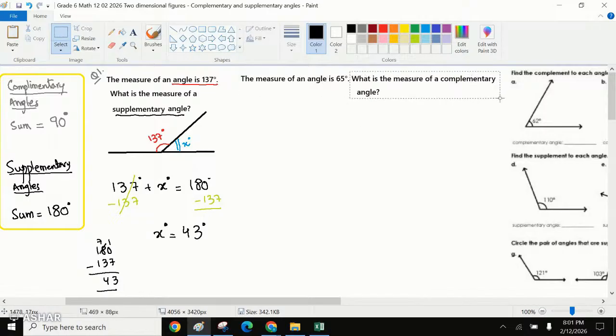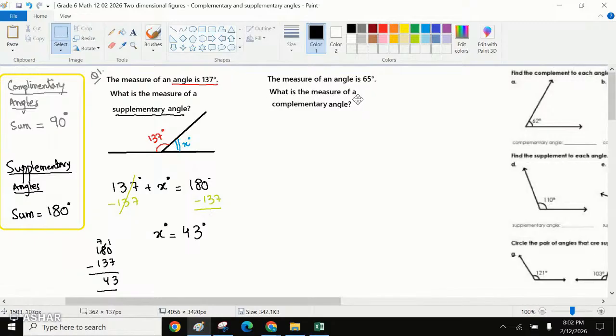Hi Ashik, welcome to the class. We are doing supplementary and complementary angles. Supplementary would be the sum of 180 and the complementary angles will have a sum of 90.